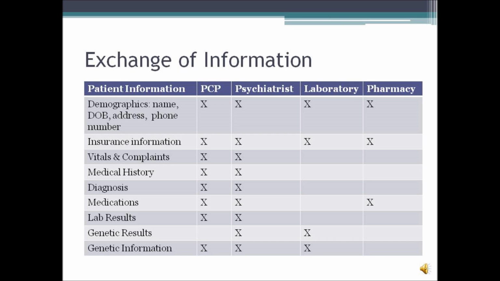The following chart depicts the exchange of information between healthcare facilities. As you can see, only certain types of information are shared with all healthcare entities. When it comes to the genetic results, initially only the psychiatrist who ordered the genetic tests and the laboratory exchanged the patient's genetic information. However, once results are back, the genetic information is shared with the primary care physician in order to update the patient's information on their system as well.